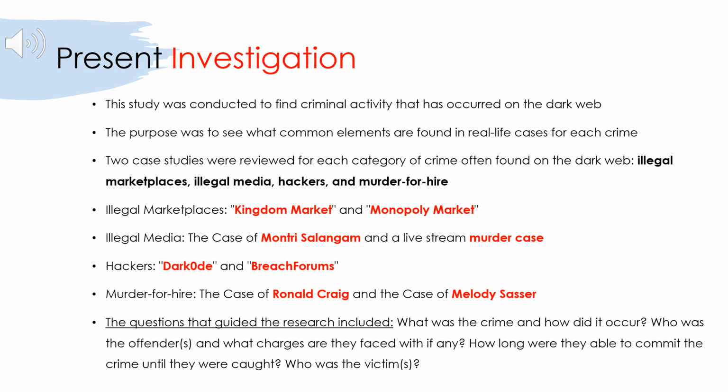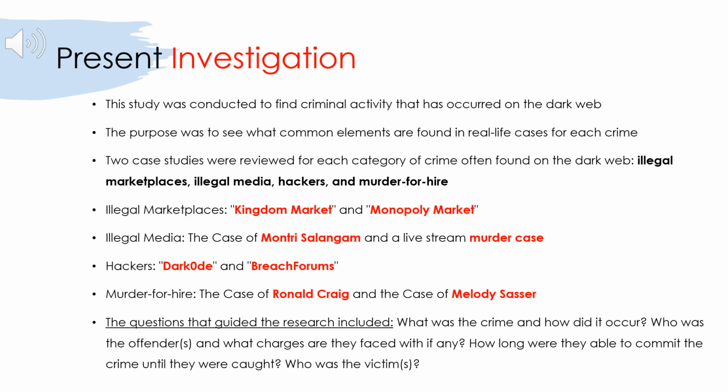The study was conducted to find criminal activity that's occurred on the dark web, and the purpose was to see what common elements were found in these real-life cases that I decided to take a look at, and relay it back to the initial research. 2 case studies were reviewed for each category of crime: illegal marketplaces, illegal media, hackers, and murder for hire. So for illegal marketplaces, I found the Kingdom Market and the Monopoly Market, which were 2 black markets found on the dark web, and we will go over them in a bit.